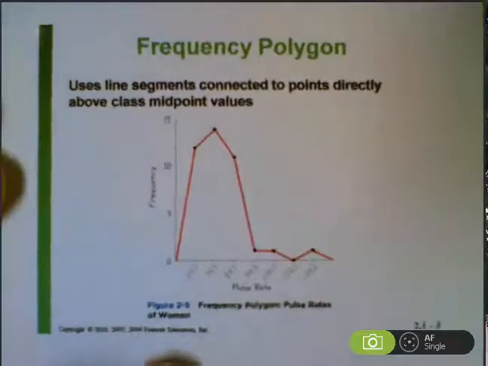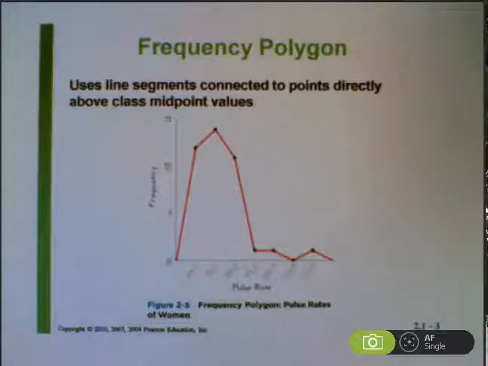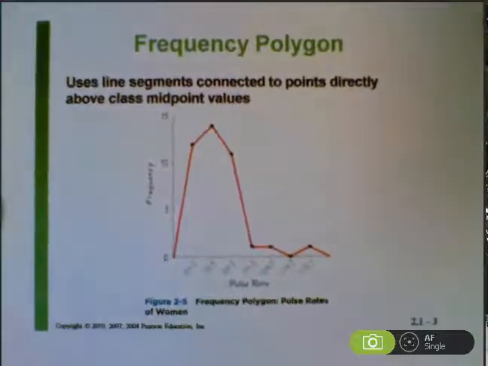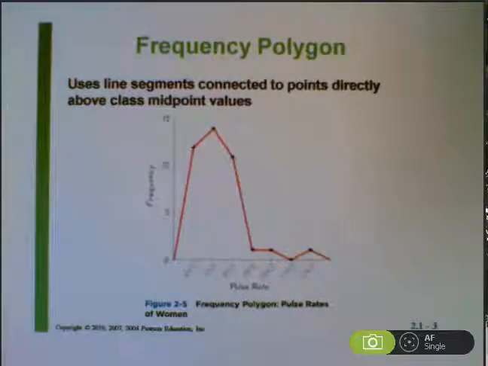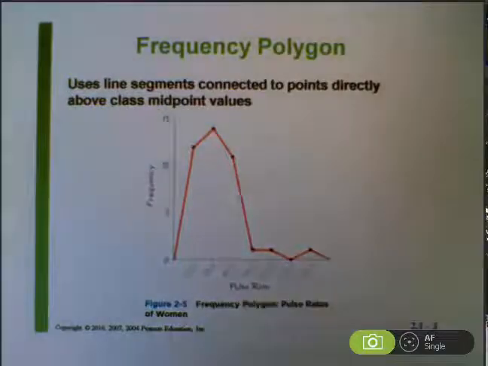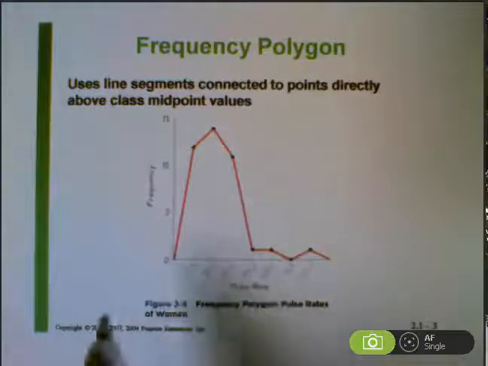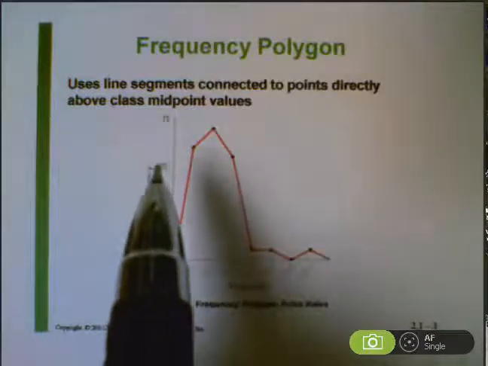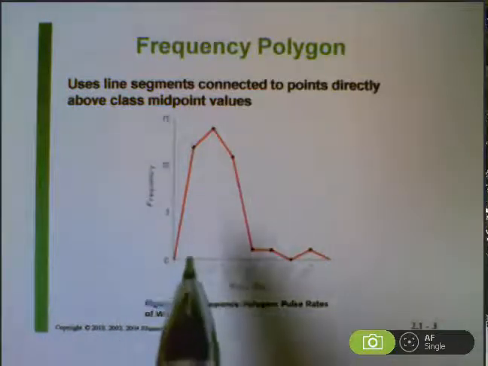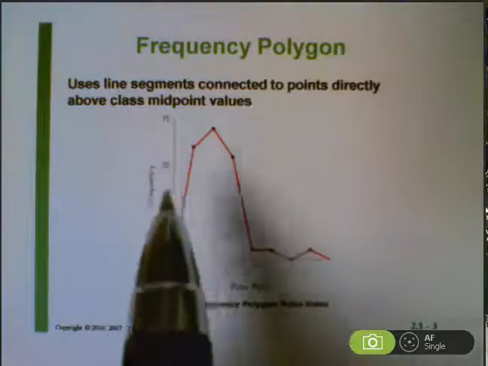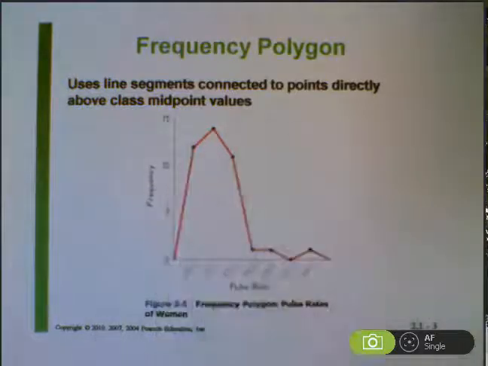The first is a frequency polygon. A frequency polygon is pretty much the same as a frequency histogram, which we did in the last section. Instead of using rectangles to show the frequency of each class, we just plot points and then connect the points with line segments.